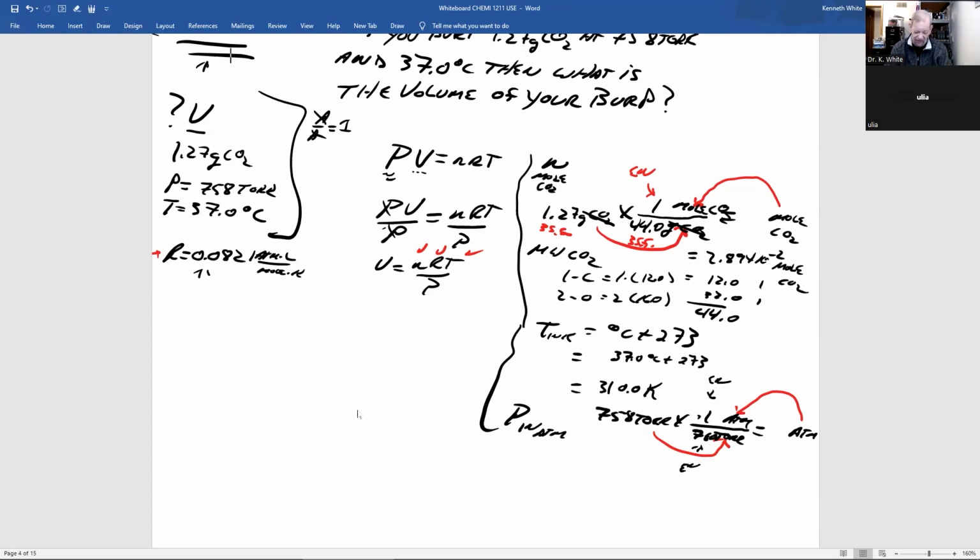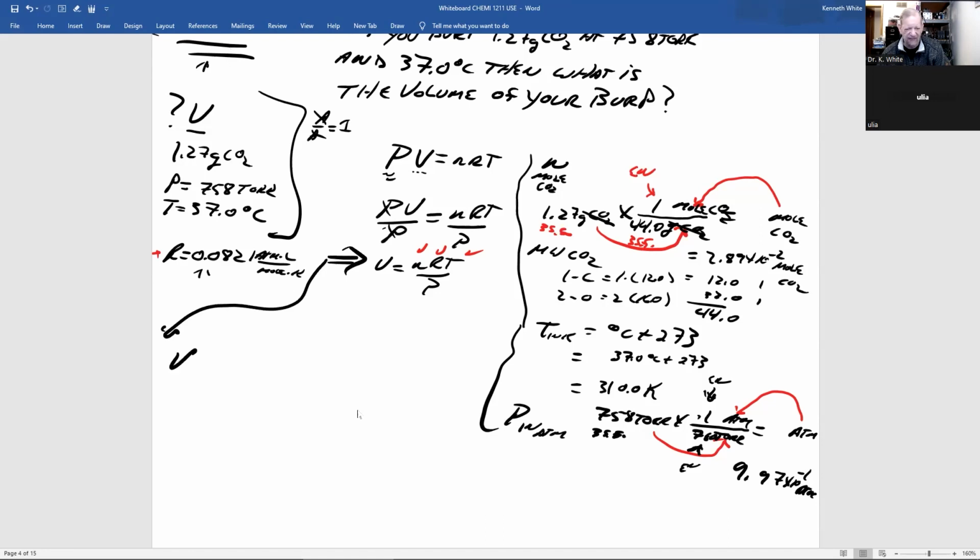Remember, both of these are exact numbers. And I will now clear my calculator. 758 divided by 760. And I will round this off to 3 significant figures, because this is 3 significant figures. These numbers are exact numbers, and they don't play a role in there. And you get 9.97 times 10 to the minus 1 atmosphere. Am I done? No.